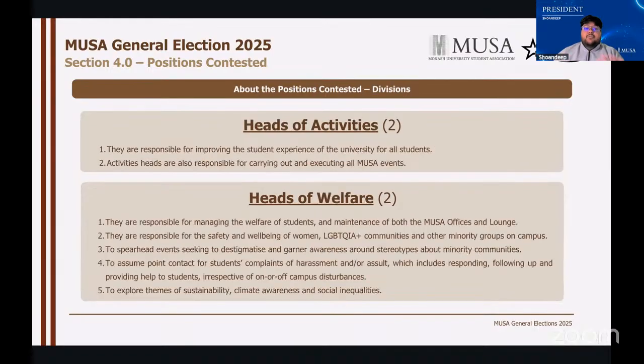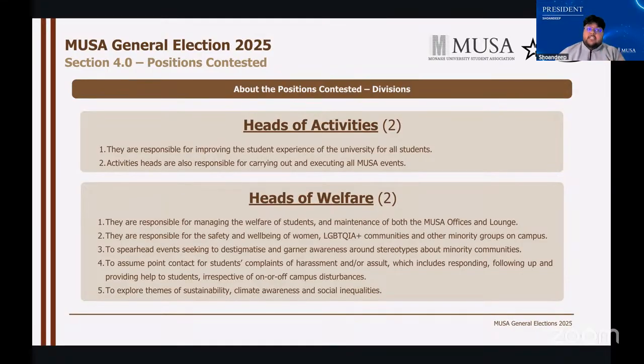Now we will proceed on to the next, which is the divisions. So, right, thanks, Asin. The first one is the heads of activities. Before I proceed, just a heads up: if you see the bracket and the number, that's the number of office bearers per position. So if, let's say, it's two, that means there are two activities heads, two welfare heads, and so on and so forth.